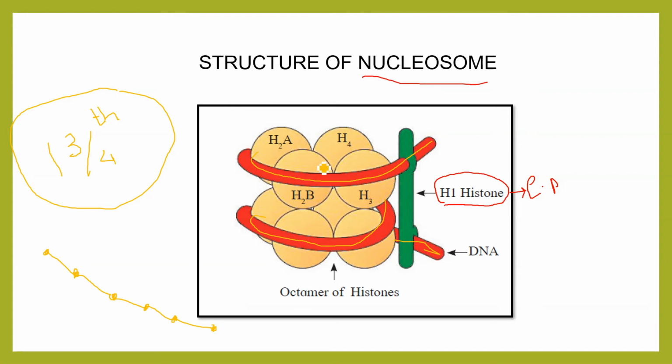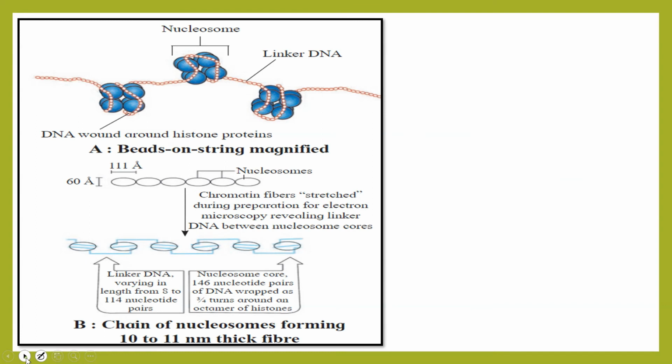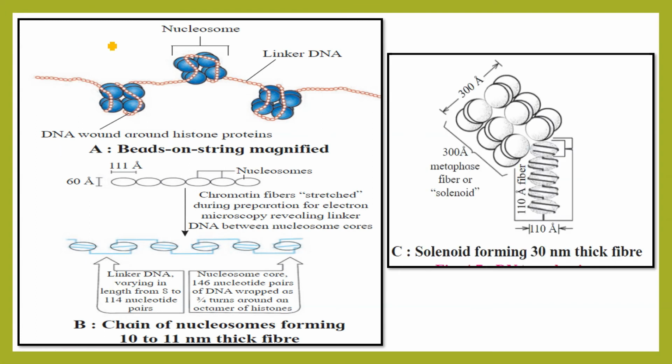And with this nucleosome, it is perfectly coiled and the packing of DNA takes place. See, this is the structure. This is the nucleosome, this is the linker protein. Beads on string arrangement. Here the chromatin fibers are stretched during preparation for the electron microscope, revealing linker DNA between the nucleosome cores. This is the chain of nucleosomes forming 10 to 11 nanometer.